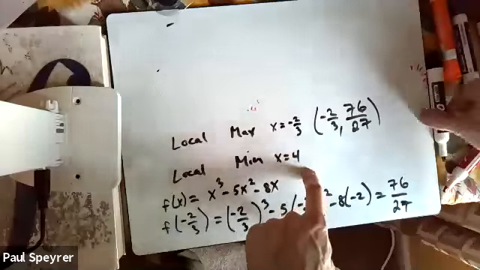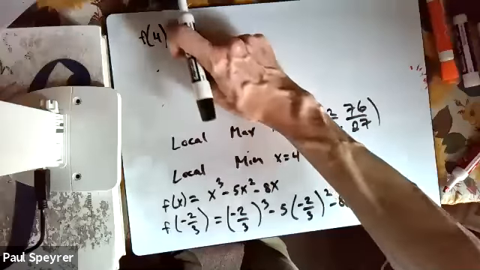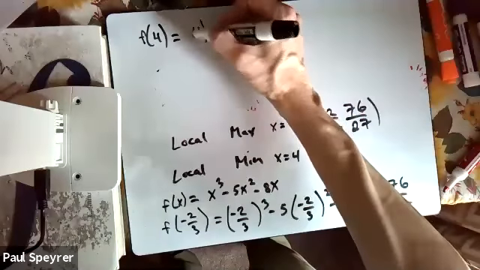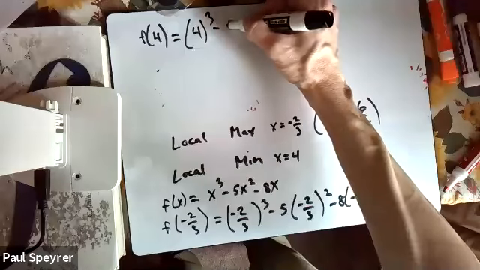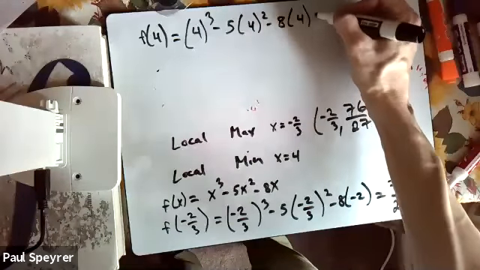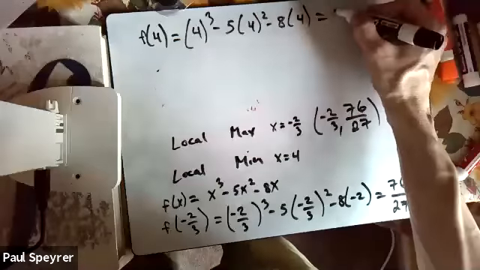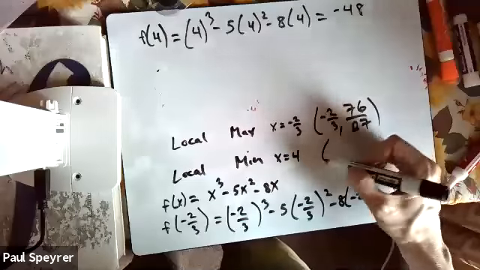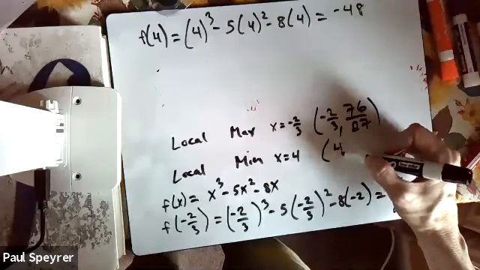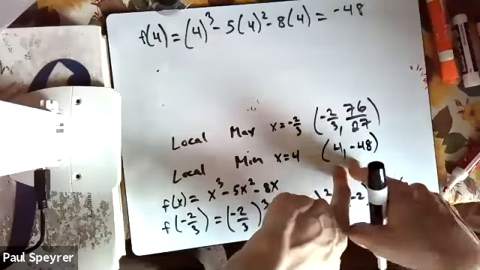And then for the local min, we need to find f of 4. Well, this is a little easier because it's not a fraction. And when you find f of 4, you get negative 48. So this is 4, comma, negative 48. That would be your local min.